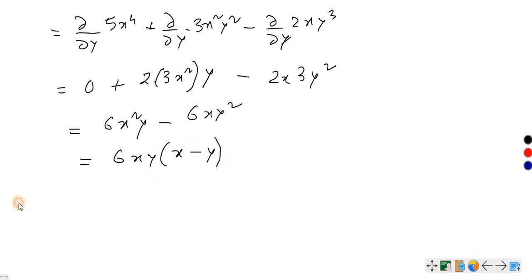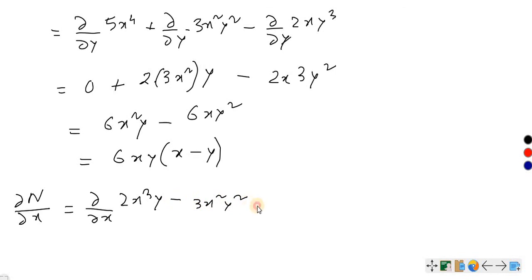Now let us take out the partial derivative of N with respect to x. Let me write the function N here. What was the function N? It was 2x cubed y minus 3x squared y squared minus 5y to the power 4. This can be further written as follows. Again I will just separate the terms in this way.